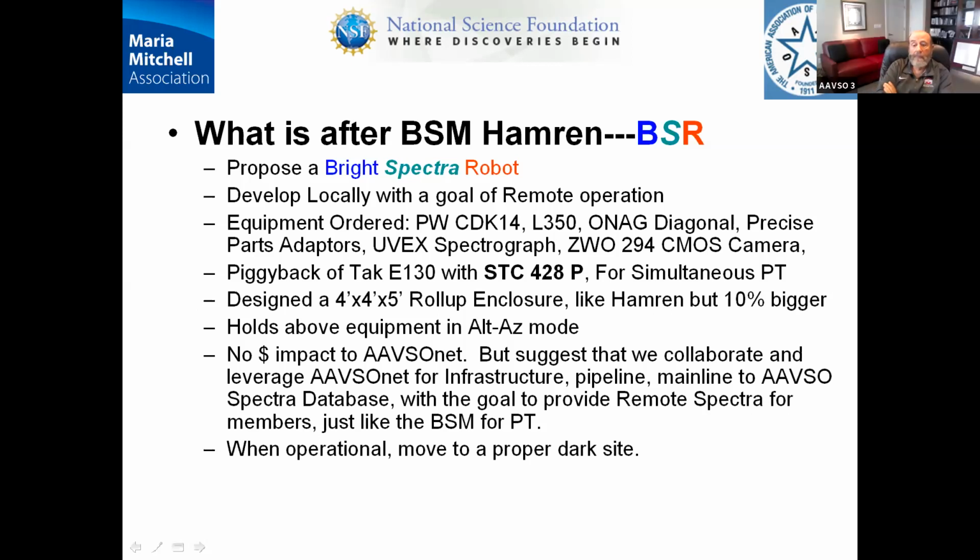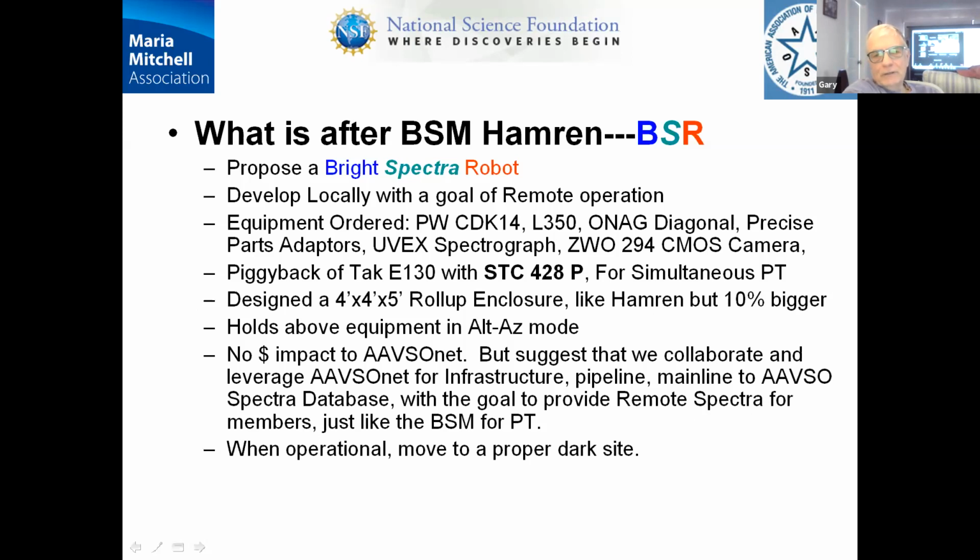I have a CDK-14 and a PlaneWave L350 mount. I have an on-axis guider, some precise parts adapters. I've ordered a UVEX spectrograph from Shelyak. That's the commercial version of the 3D printed spectrograph. It seems to be the best one for this application. And I have a ZWO 294 CMOS camera.